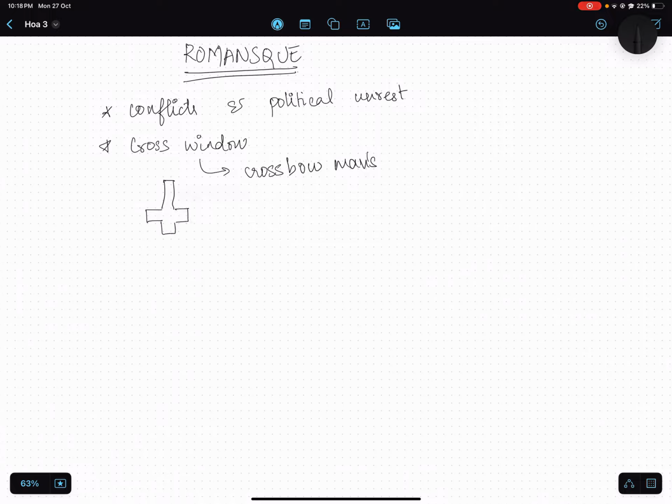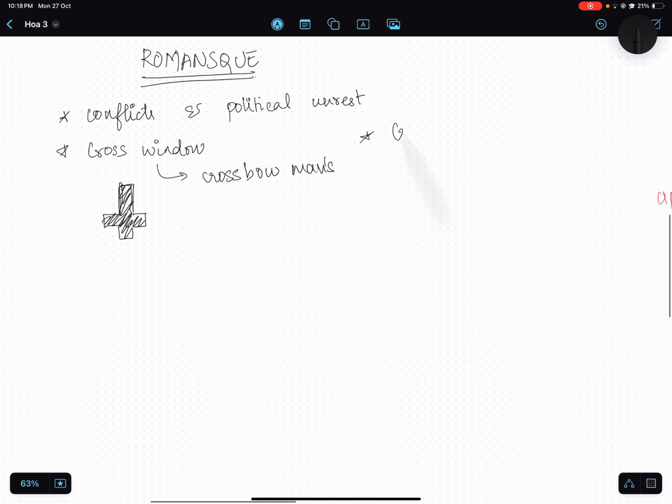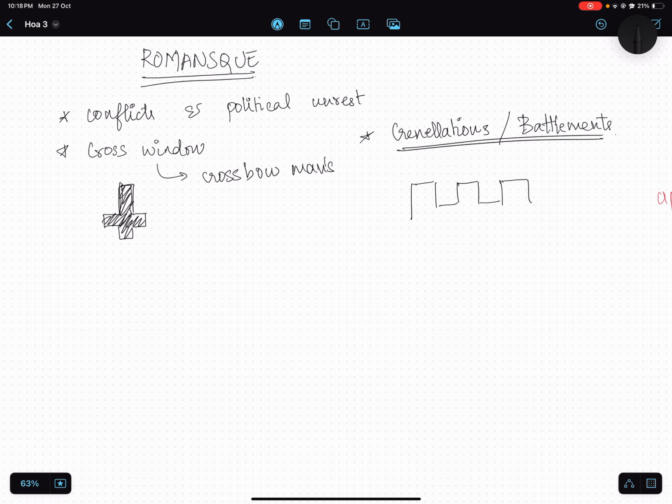So this is how they looked. Then there were crenellations. They were also called battlements. So these are made at the roof. It's like this. Mostly the parapet is designed this way, and these were used by the archers to hide when they are not attacking the invaders.